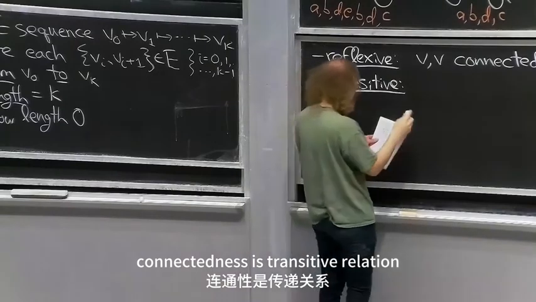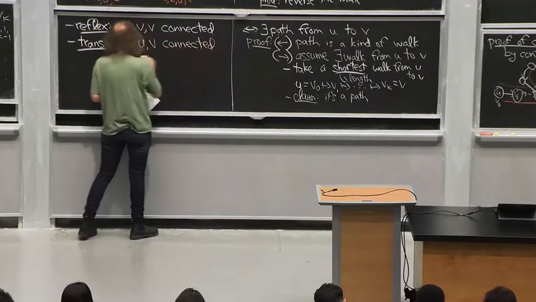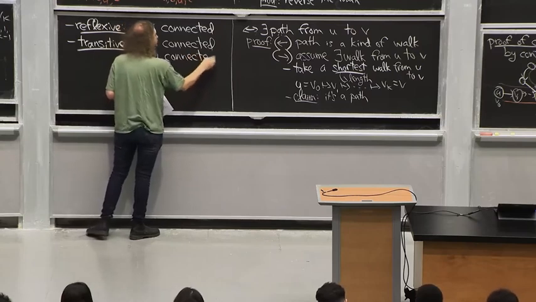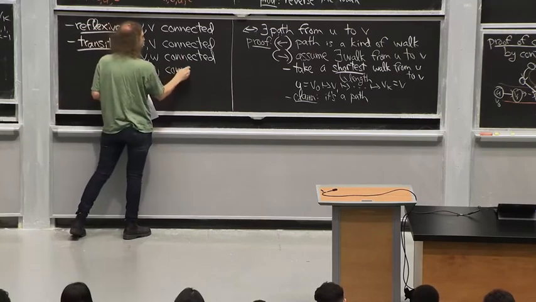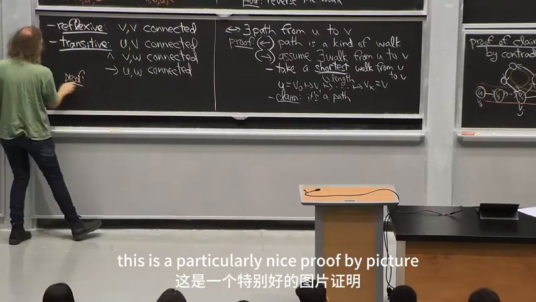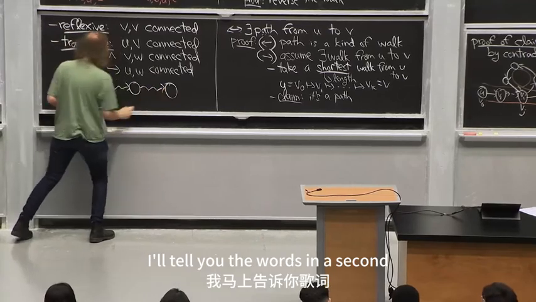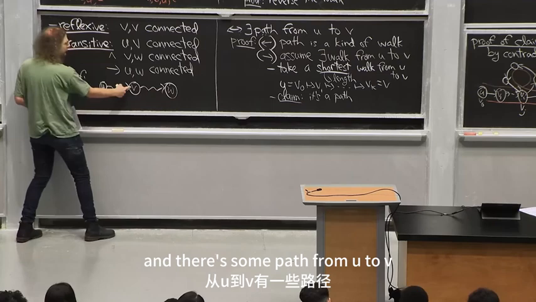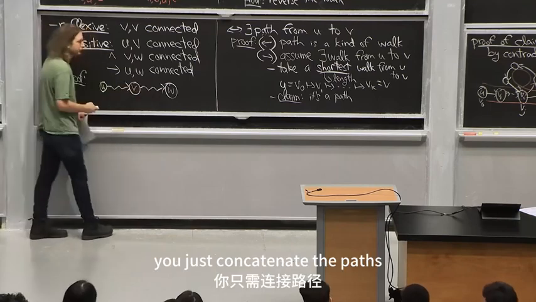Connectedness is a transitive relation. If we have u and v are connected, and we have v and w are connected, then we know u and w are connected. Why? This is a particularly nice proof by picture. Please don't think that proof by picture is a valid proof method, but I'll tell you the words in a second. Suppose we have vertices u, v, and w, and there's some path from u to v, and there's some path from v to w. Well, then there's a path from u to w. You just concatenate the paths.